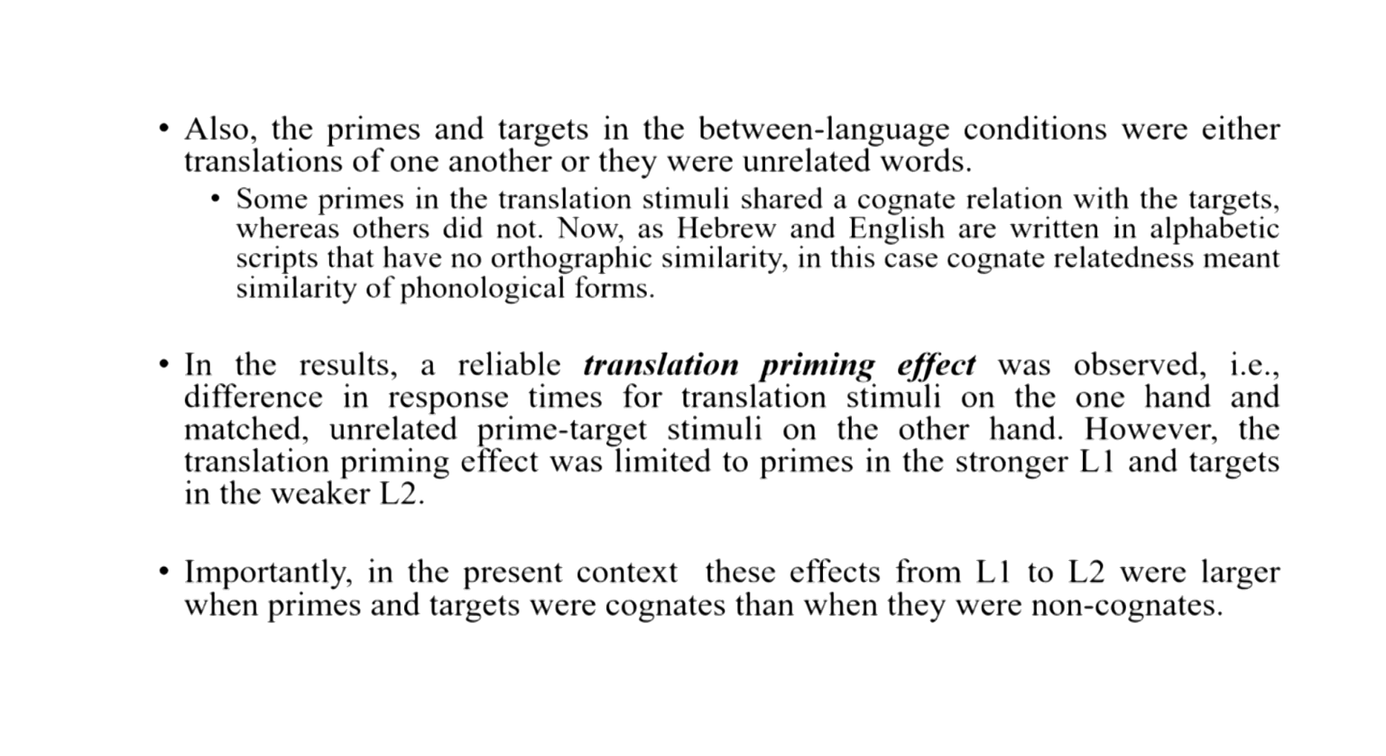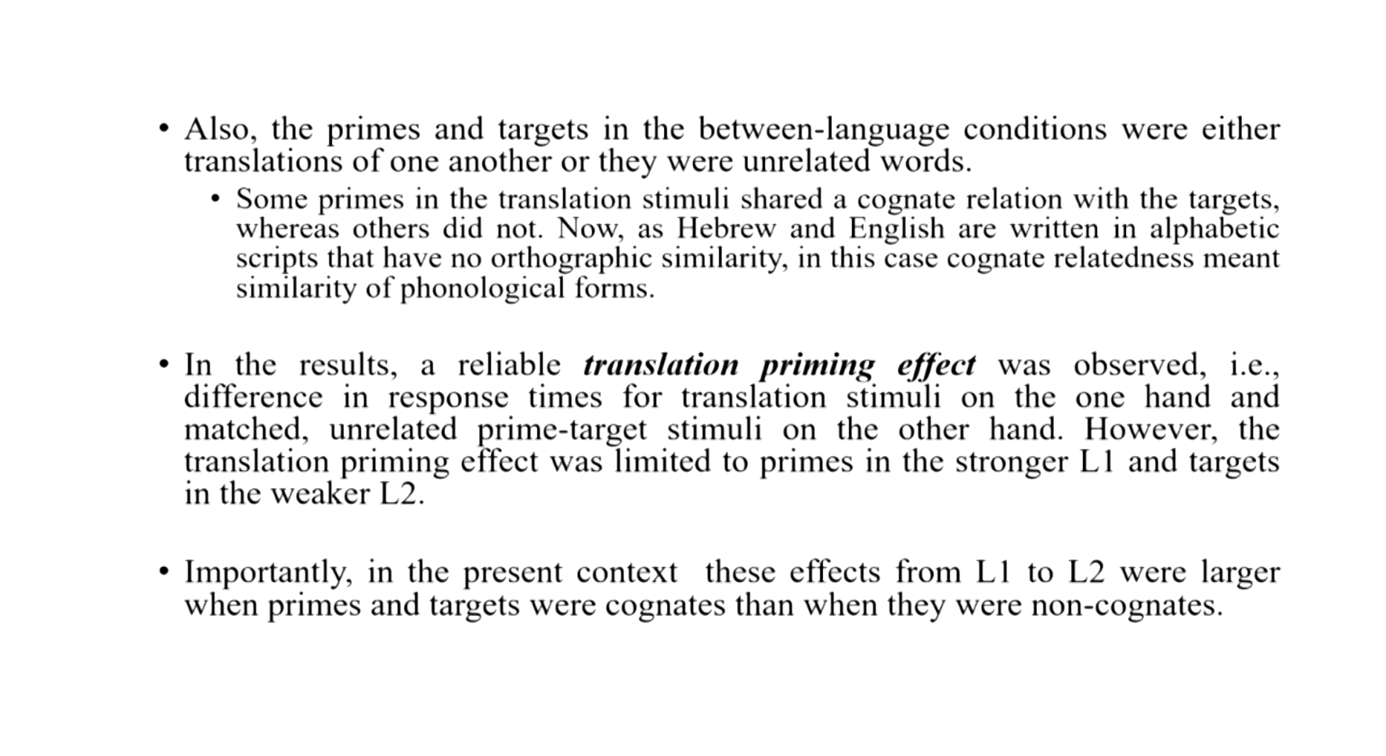Now, some primes in the translation simply shared a cognate relation with the target, whereas others did not. Now, this is the critical part. As Hebrew and English are written in different alphabets, when I am talking about cognates, I am not talking about orthographic similarity in a typical manner. I am talking about phonological similarity. They may have the same meaning, but they also sounded the same.